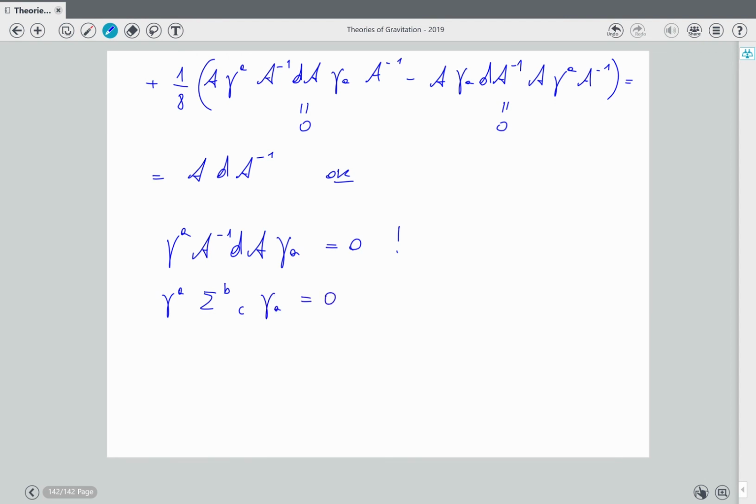Why? Remember that sigma is a commutator of gamma matrices. Well, we have an identity for gamma matrices that says that when you multiply two gamma matrices, gamma A and gamma A contracted, you get something that is symmetric. You get eta. And sigma is antisymmetric. It's a commutator of two of those, so you get 0. So we just have to show that this thing here implies that thing there. And that is not so difficult.